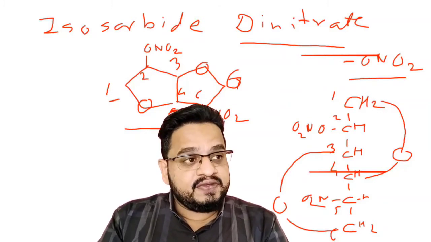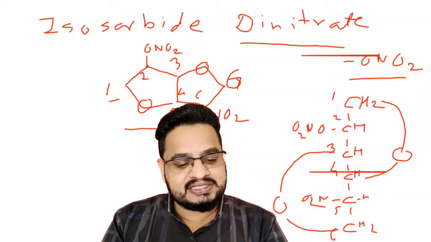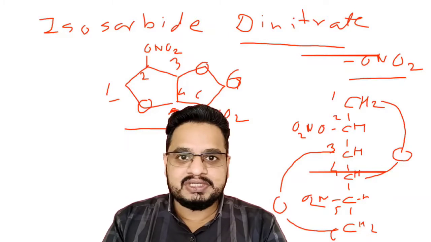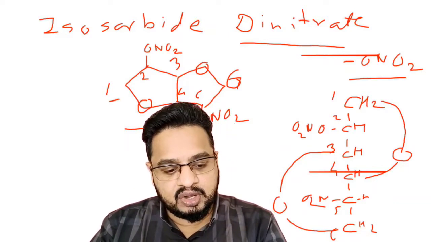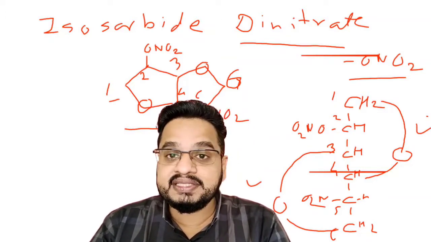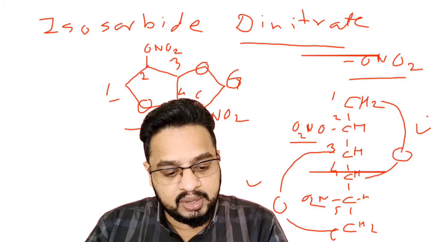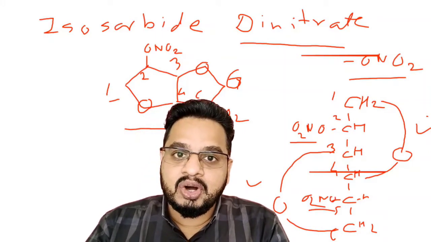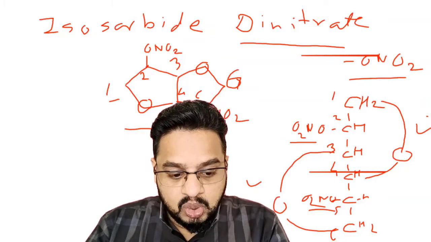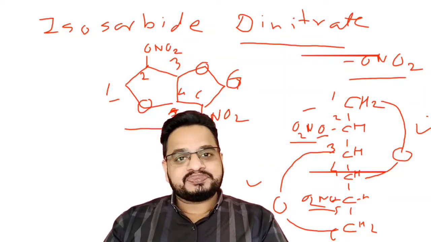So if you want to know the IUPAC name also, it's very easy to understand this. See, this is 1,4 and 3,6. Understand? So 1,4 and 3,6, dianhydro. Understand? So that is dianhydro. Then here it is ONO2, and here it is also ONO2, isn't it? So that would be at which position? 2 and 5, dinitro, dinitro diglucitol. So this is the IUPAC name for this structure.